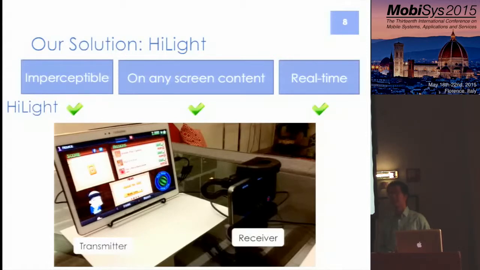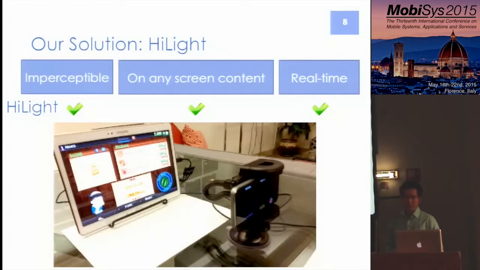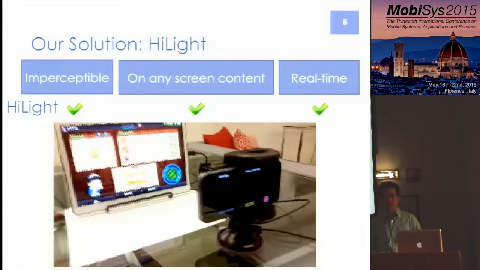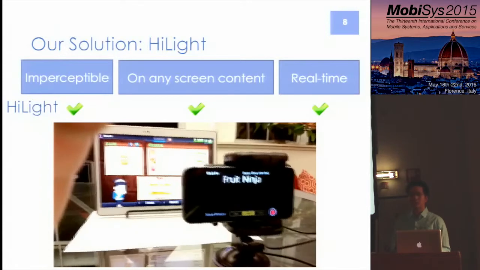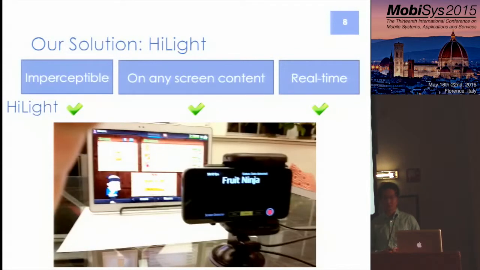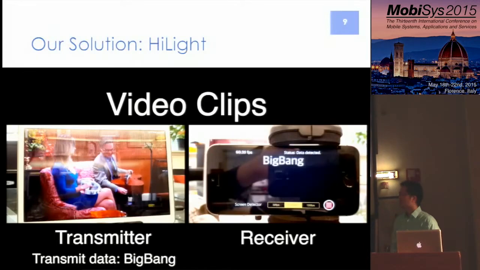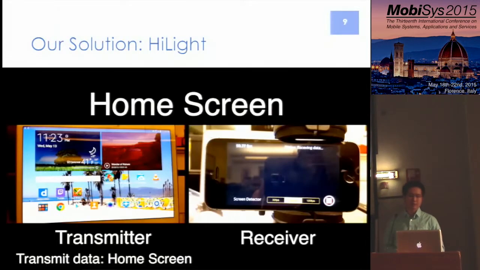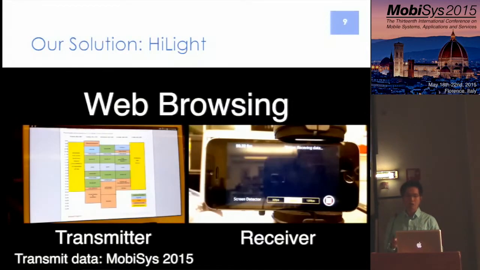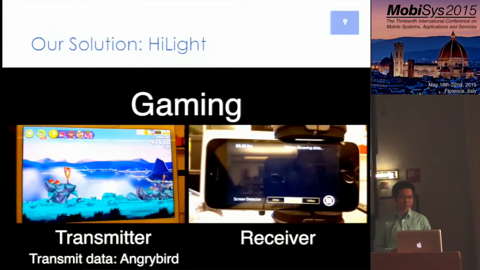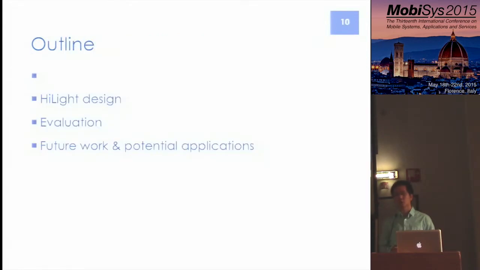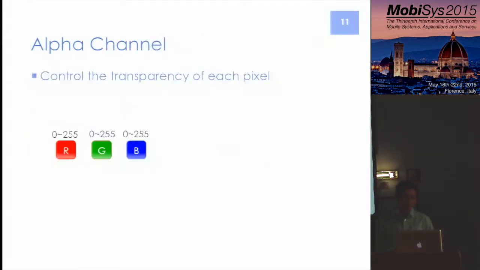This is a quick demo. We have a transmitter on the left and the receiver on the right. The user is playing the game Fruit Ninja, and the transmitter secretly transmits the message "Fruit Ninja" to the receiver. But for sure, Highlight is not just for Fruit Ninja. It can transmit data on any type of screen content, including images, video clips, or home screen, or even browsing the web or playing a game.